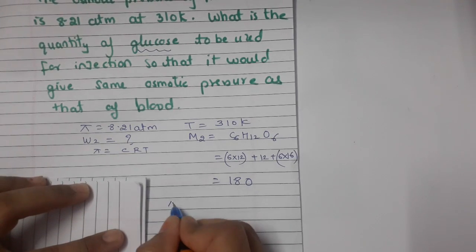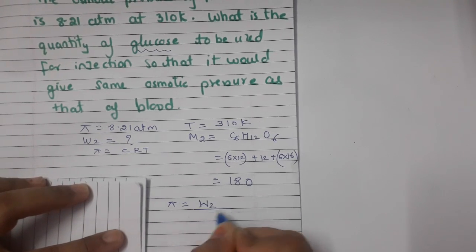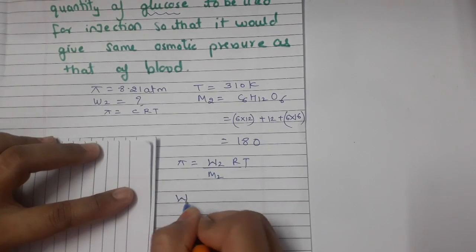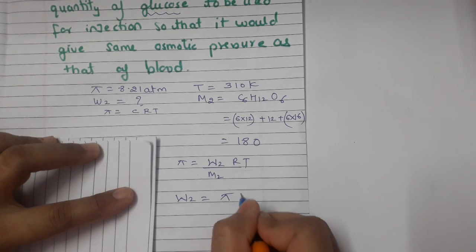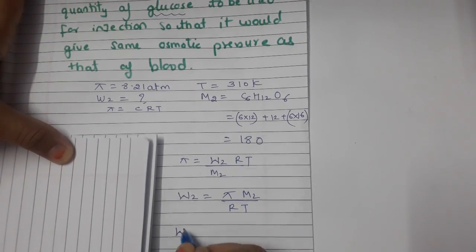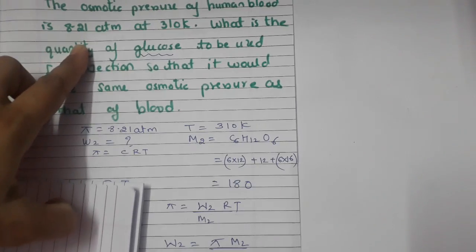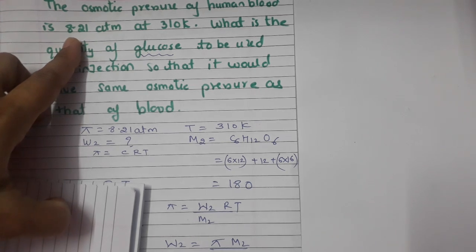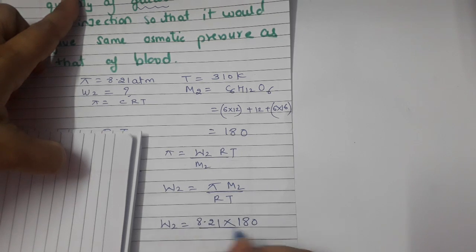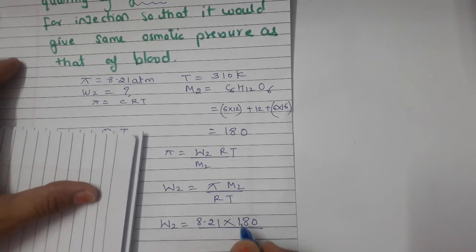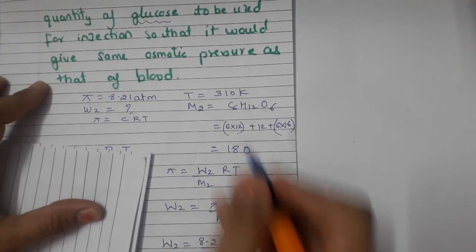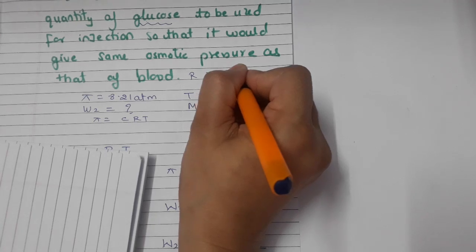Now pi is equal to C, meaning mass of the solute upon molar mass into R and T. I'll keep W2 on one side and shift all terms to the other side: M2 upon RT. Students, we just have to substitute the values. W2 is equal to pi, which is already given, 8.21, multiplied by molar mass 180, and R is also given in this case. R is 0.0821. R value will be given in the exam.